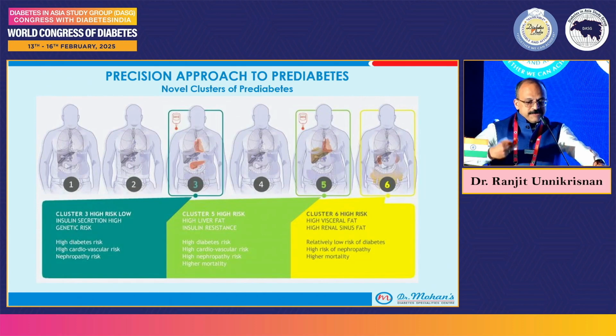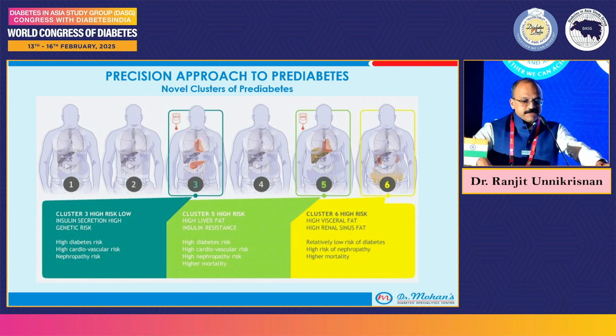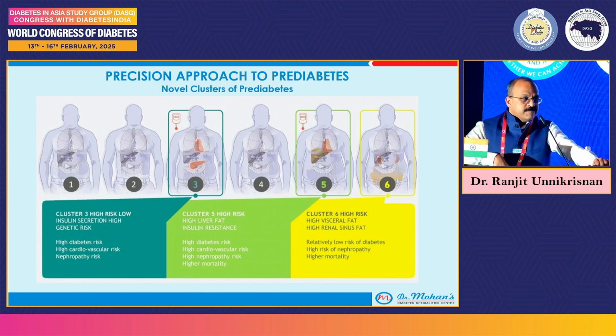Taking it further, a Central European group has done this study looking at various clusters of prediabetes. We talked about the clusters of type 2 diabetes. Now we have clusters of prediabetes based on insulin secretion, insulin resistance, fat distribution, etc. And they identified 6 clusters, 3 of whom were found to be high-risk clusters. 2 of these had high risk of progressing to diabetes.